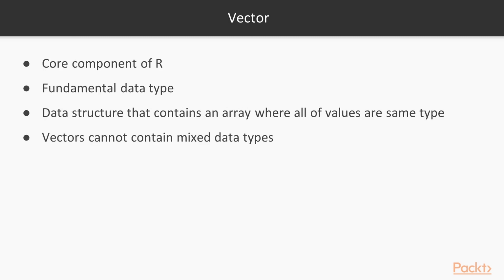Further, we will learn about vector. The vector is a core component of R. It is a fundamental data type. Essentially, a vector is a data structure that contains an array where all of the values are the same type. For example, they could all be strings or numbers. However, note that vectors cannot contain mixed data types. R uses the c function to take a list of items and turn them into a vector.